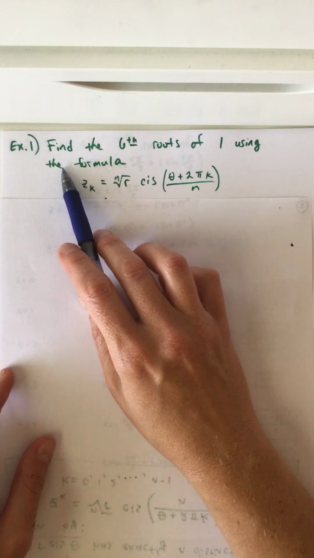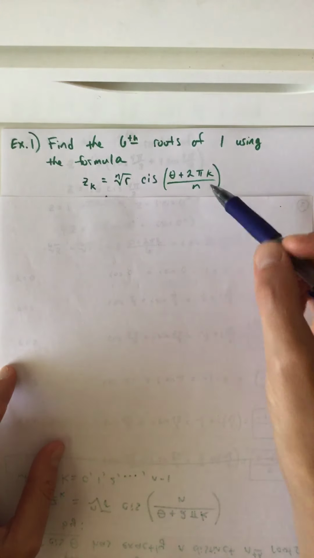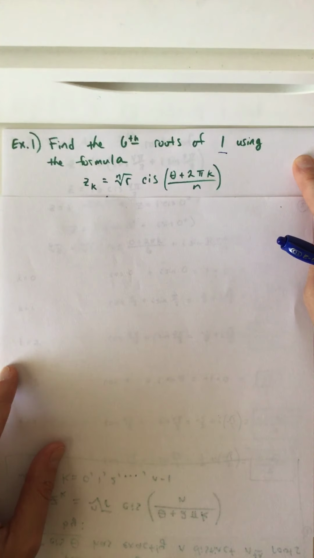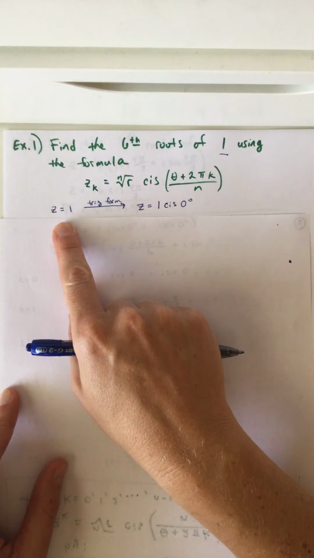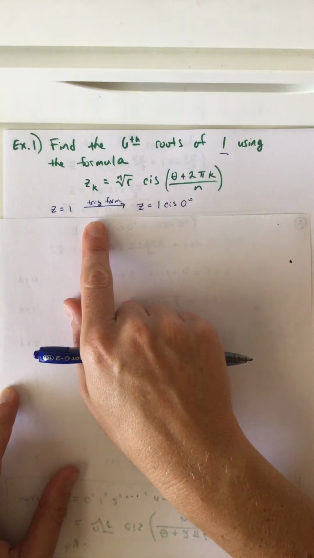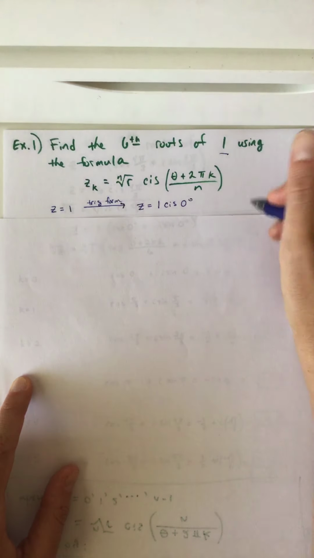We're going to think about the same example that we looked at just a minute ago. We want to find the sixth roots of the number 1 using this formula. Well, first we've got to take the number 1, z equals 1, we're thinking of it as a complex number in standard form, and we want to write it in trig form. It has to be in trig form in order to use the formula. Well, this is an easy one.